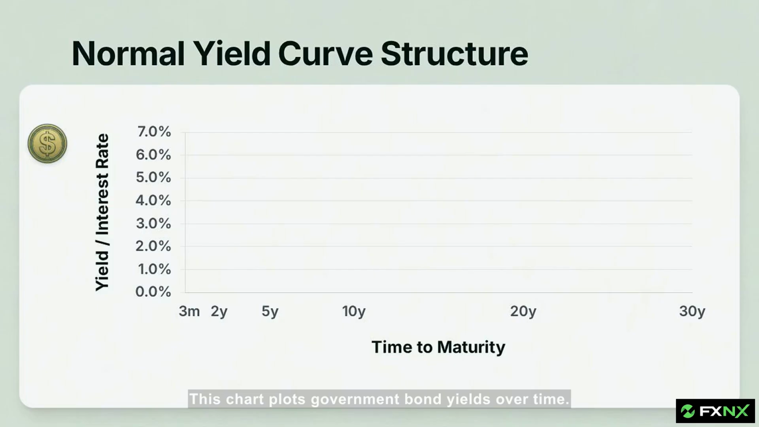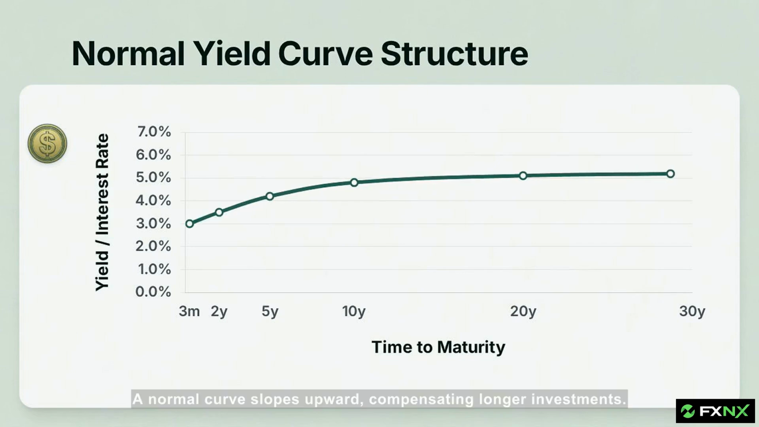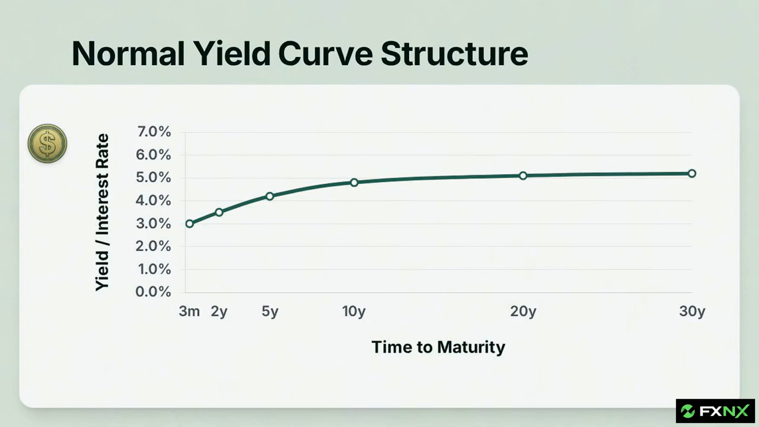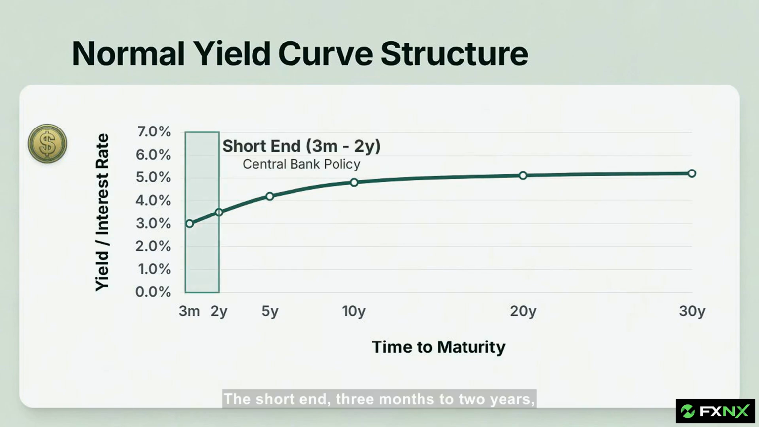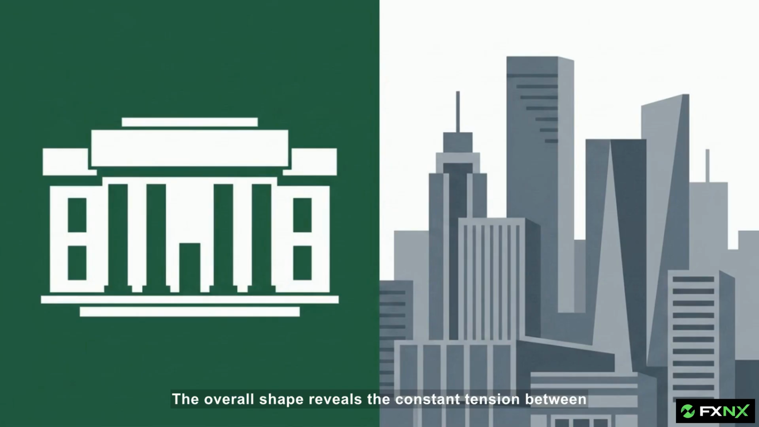This chart plots government bond yields over time. A normal curve slopes upward, compensating longer investments. The short end, 3 months to 2 years, tracks immediate central bank decisions. The long end, 10 to 30 years, reflects long-term economic and inflation forecasts. The overall shape reveals the constant tension between immediate government policy and long-term economic reality.